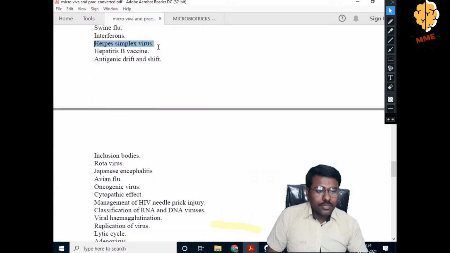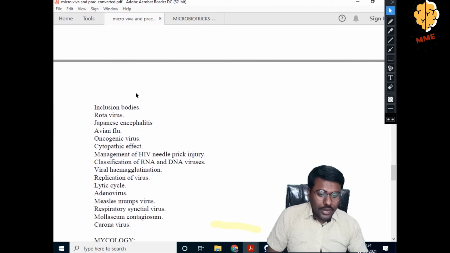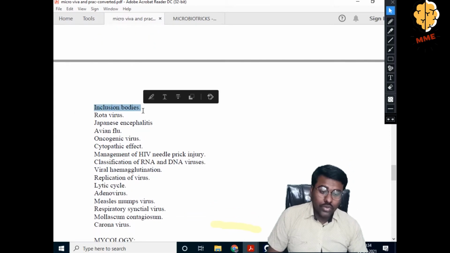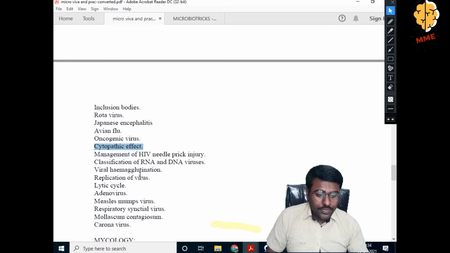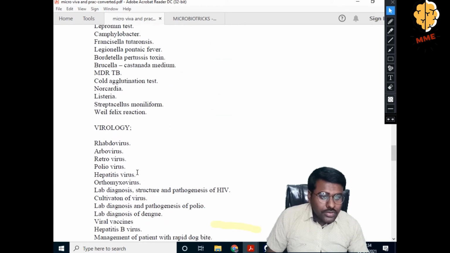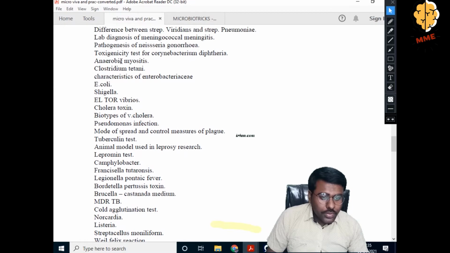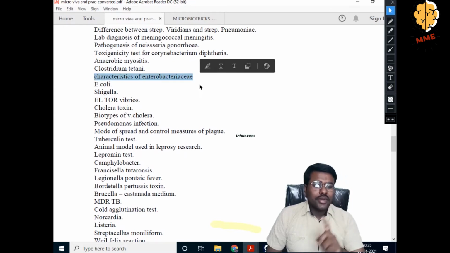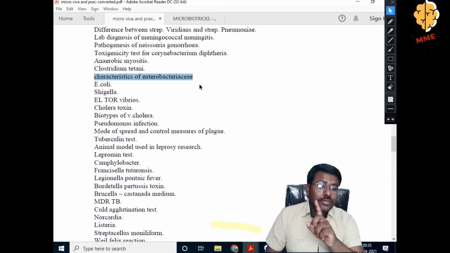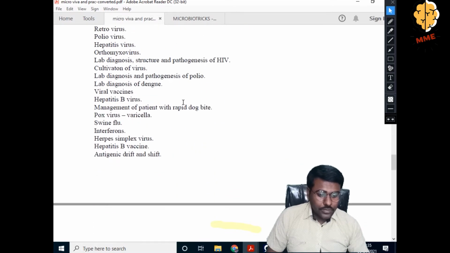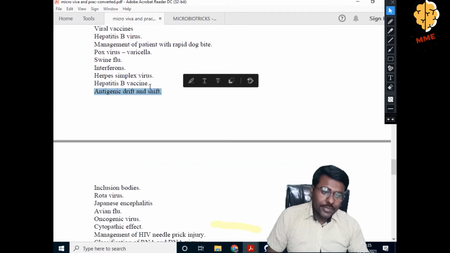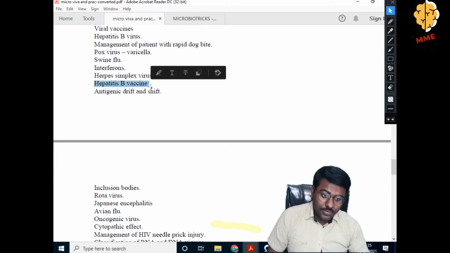Coming to the herpes simplex virus is very important, and inclusion body is a commonly asked question, and cytopathic effect is a very frequently asked question. Okay, and I think I forgot something. Wait, yes, this question, the characteristics of the Enterobacteriaceae. This is a very hot topic question for your Viva exams. Then antigenic shift, antigenic drift is very important. Hepatitis B vaccine is important.